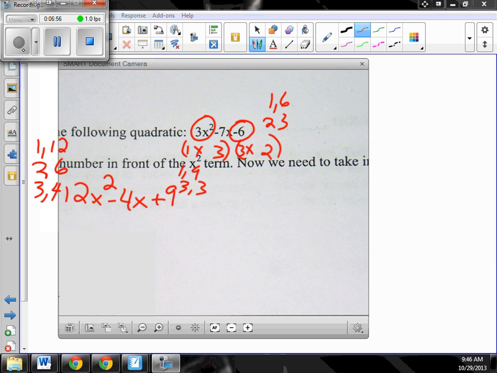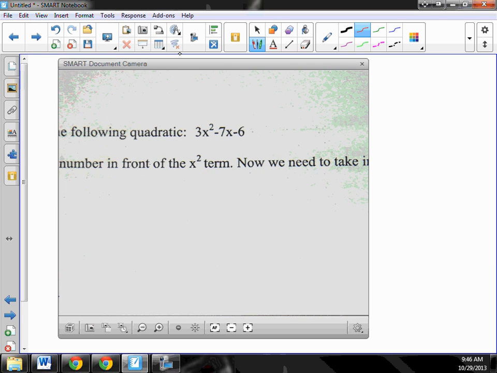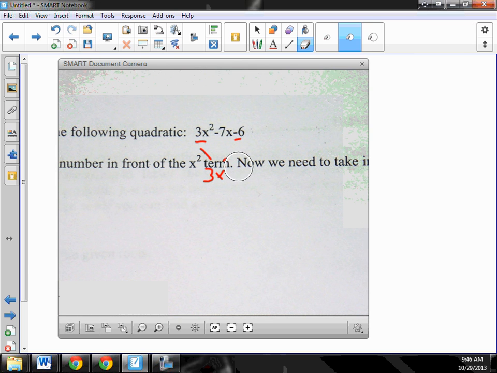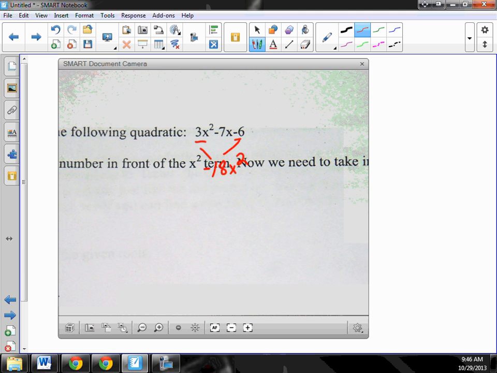The way I'm going to teach you is going to be to combine all of the factors of 3 and all of the factors of -6. And this is going to look really weird, but it will work every time. So I'm going to multiply the 3x squared and the -6. 3x squared times -6 is -18x squared. Now, that takes all of the factors of 3 and all of the factors of 6 and combines them.